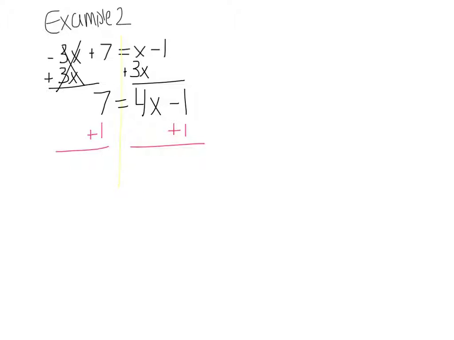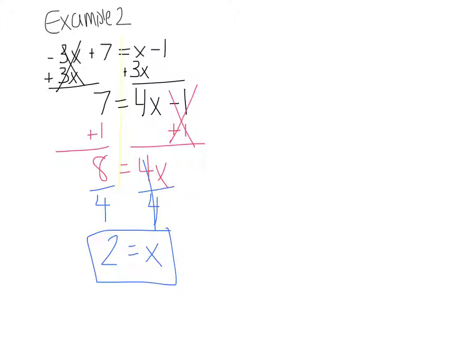Alright, so let's see what we have on each side of our equation now. We've got negative 1 plus 1 cancels out. And so on the right I just have 4x, and on the left I have 7 plus 1, which is 8. And now I've got 8 is equal to 4x. Well, my last step will be to divide by however many x's I had. So I had 4 of them, so I'm going to divide both sides of my equation by 4. And 4x divided by 4 is just x. And then 8 divided by 4 is 2. So what I found here is that my answer is x equals 2.